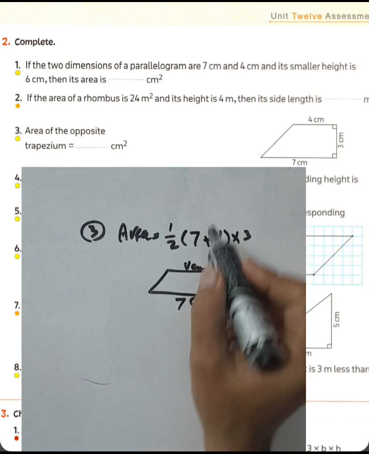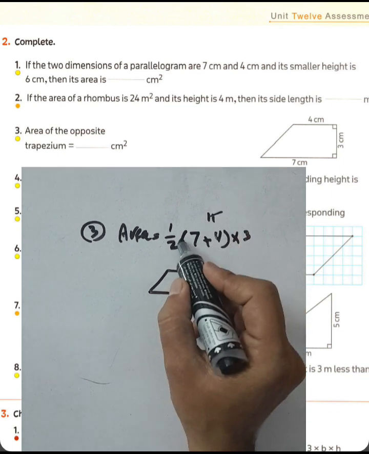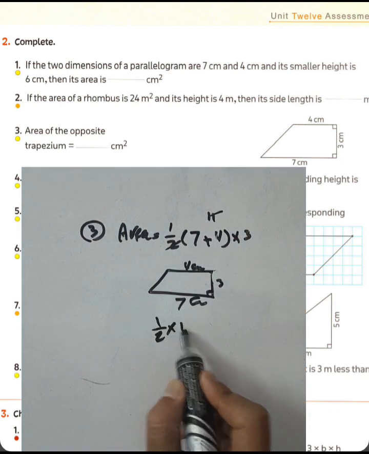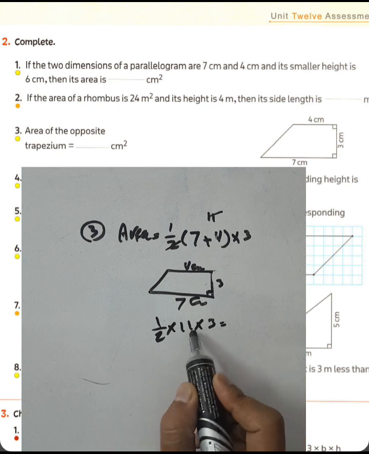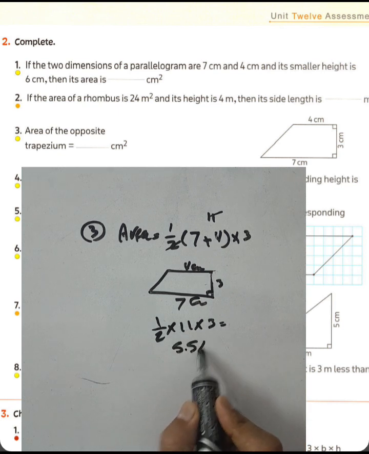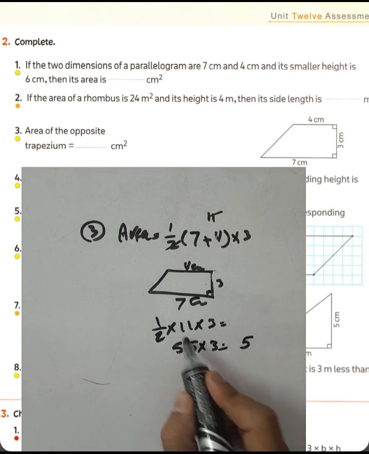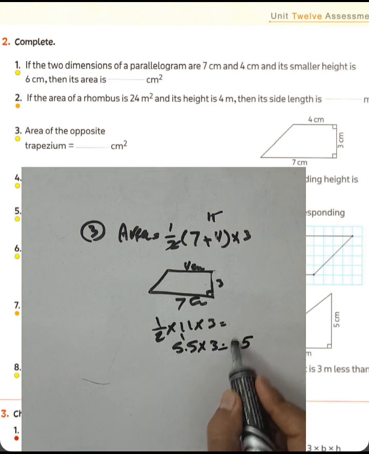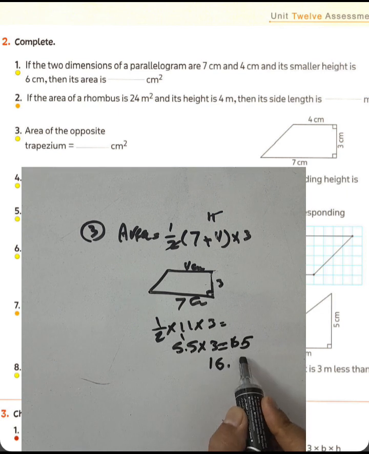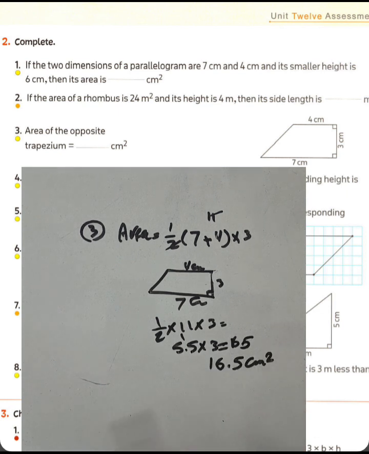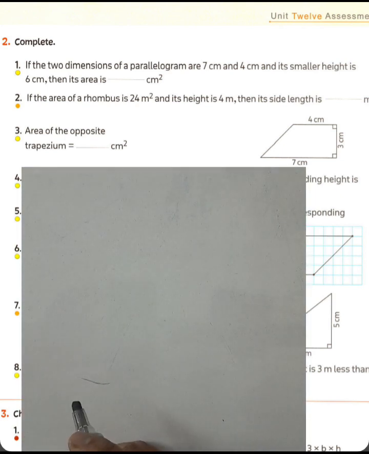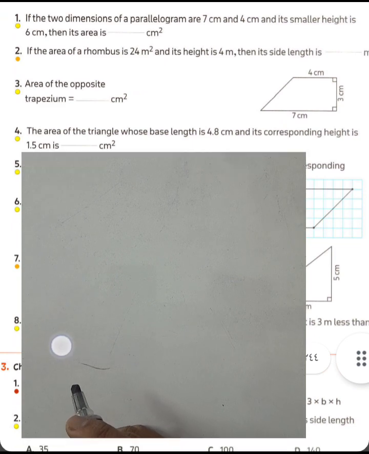7 plus 4 equal 11. 11 divided by 2, right? Half product by 11 product by 3. Half of 11, it will be 5.5 product by 3. 3 times 5, 15, and 3 times 0.5 is 1.5, so the result will be 16 and a half square centimeter. Okay, you must know this rule about trapezium. It's very easy for you to solve an example by using this method.